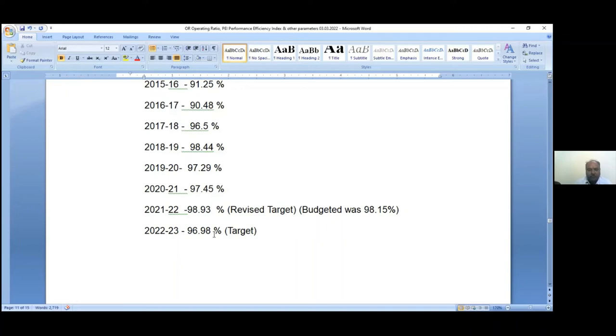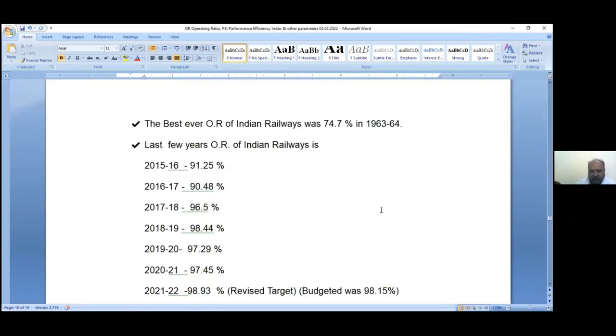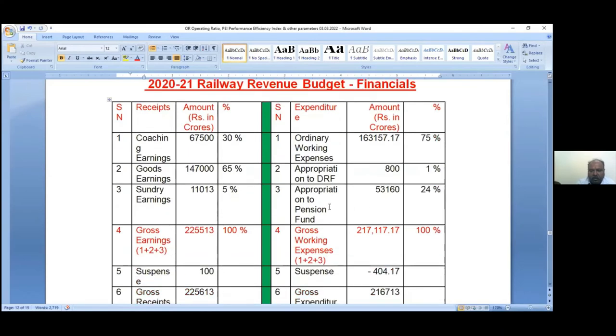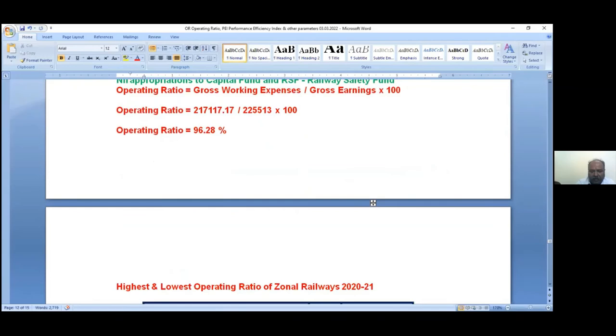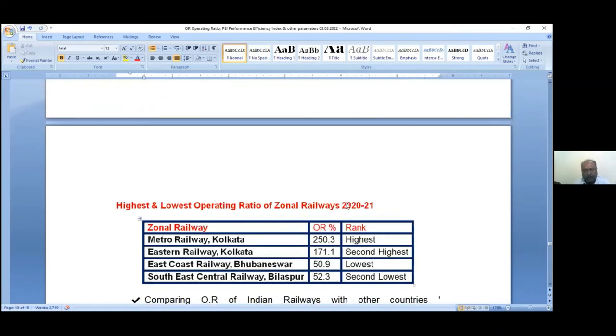Okay. So the current year it is 98.93%. Now it is the revised one, and next year it is 96.98%. The best ever is 74.7 in 1963-64. This is 2020-21. Already we have covered this. This is the highest and lowest operating ratio of the zonal railways, 2020-21.